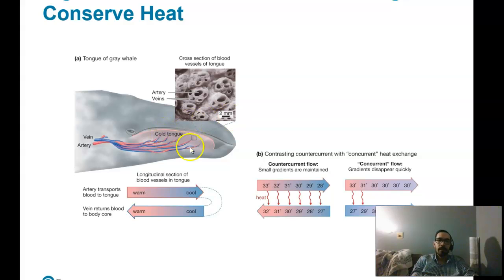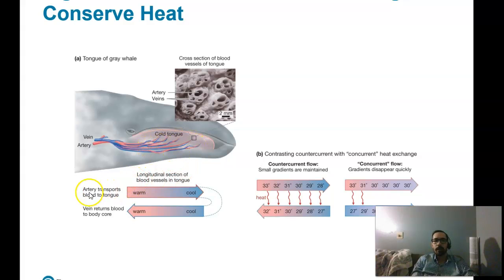And you can see this with things like, it's very common in mammals, especially at the extreme ends of the bodies where they would lose a lot of heat. So you can see this in whales in their tongue area because the way that the whales feed is they take in a lot of water. So to prevent the blood from cooling too much or getting too cold as it goes back into the body, they have this countercurrent exchange.